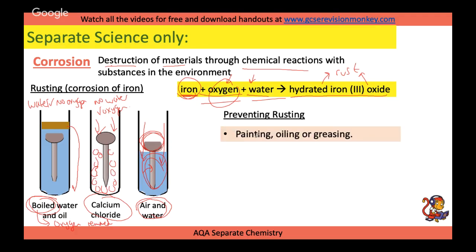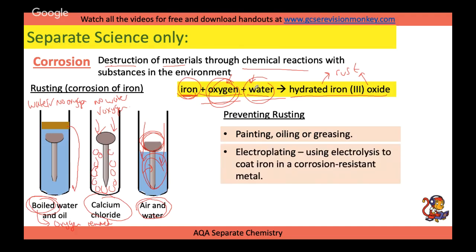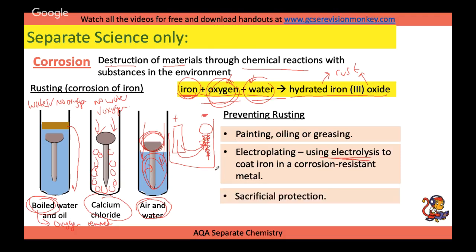To prevent rusting, you could paint the nail or put some oil or grease around it, and you might need to link back to what you're preventing from getting to the nail in terms of oxygen and water. You could electroplate it, so using electrolysis to coat the iron in a corrosion-resistant metal. So if you made your iron the negative electrode and you had a pure metal over here as your positive one, in an electrolyte, the ions would move over to the negative electrode and coat it for you in a protective metal.